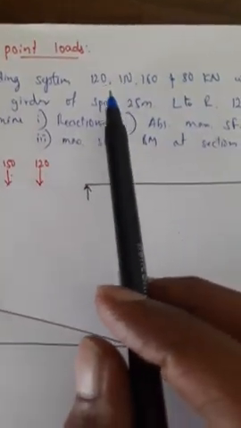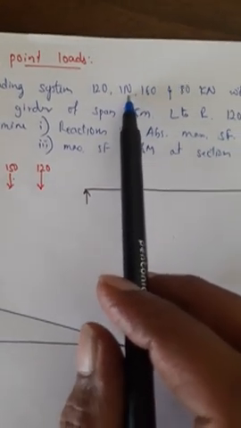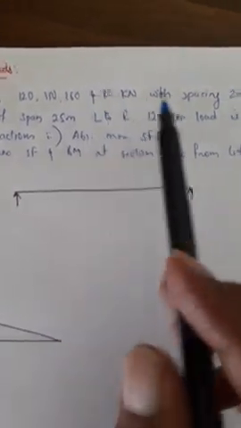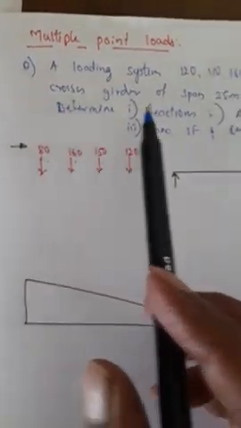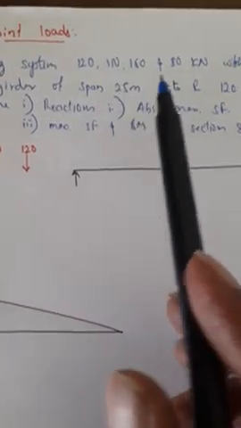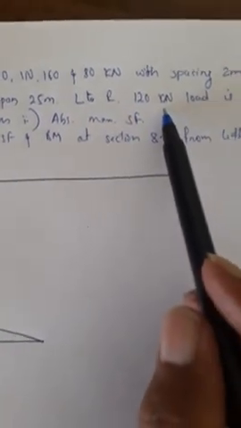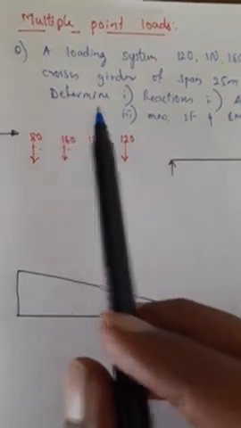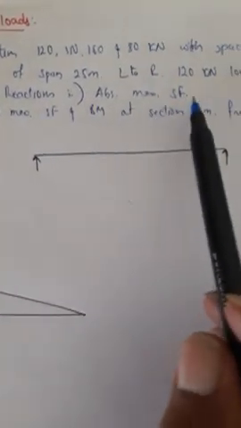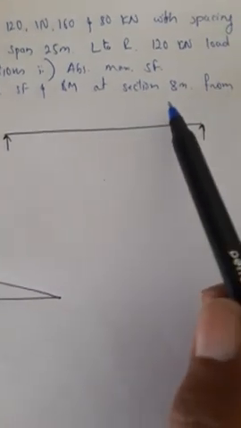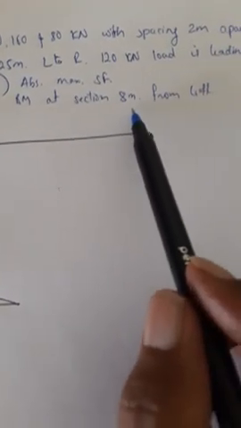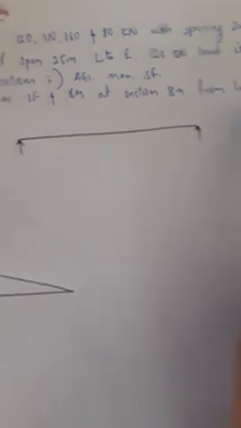A loading system of 120 kilonewtons, 150, 160 and 80 kilonewtons with spacing of 2 meters apart crosses a girder of span 25 meters from left to right. 120 kilonewton load is leading. Determine reactions, absolute maximum shear force and bending moment at section x equal to 8 meters from left.